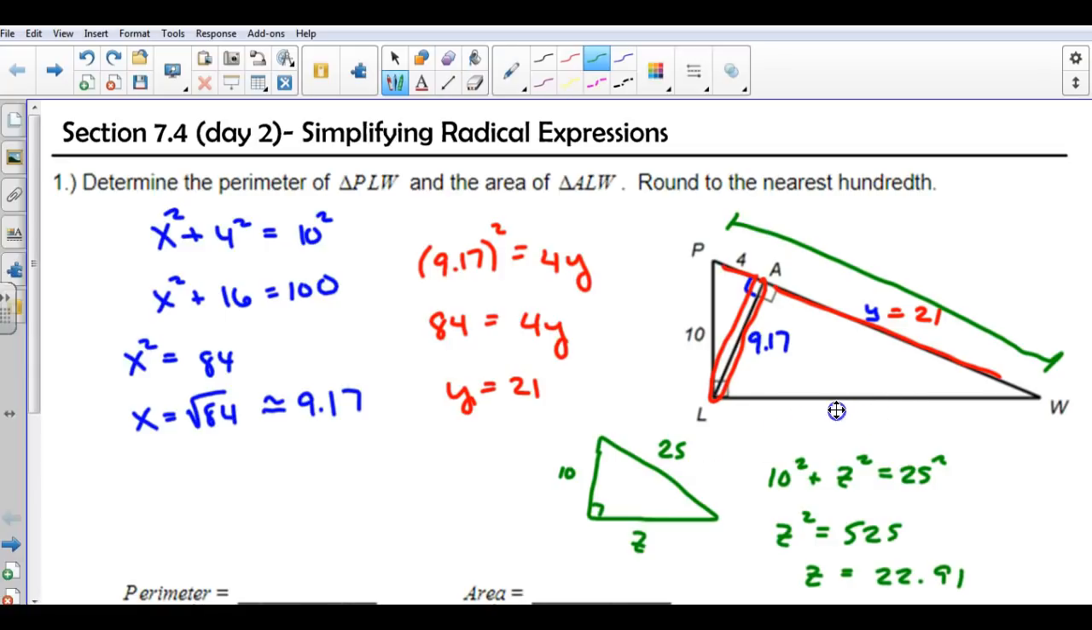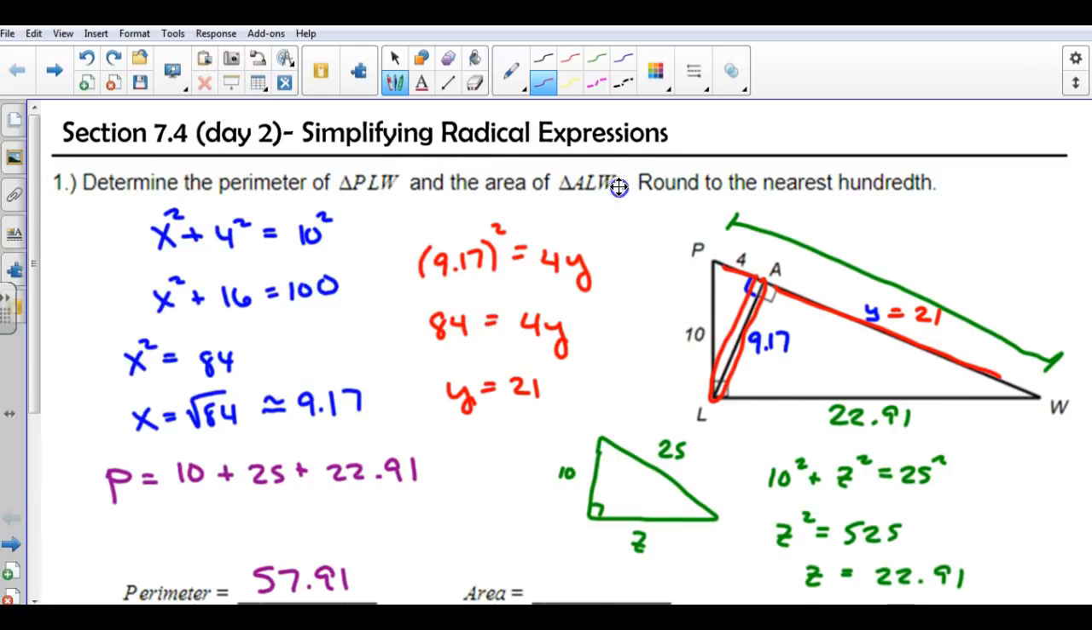And I can replace that on my diagram. So that's 22.91. Then from there we can answer the questions. Going back to this, where we wanted the perimeter of triangle PLW, PLW is the large one. So that perimeter is going to be equal to 10 plus the 25, which was that entire length of PW, plus 22.91. That's going to end up giving me a perimeter of 57.91 units. So that is for triangle PLW.